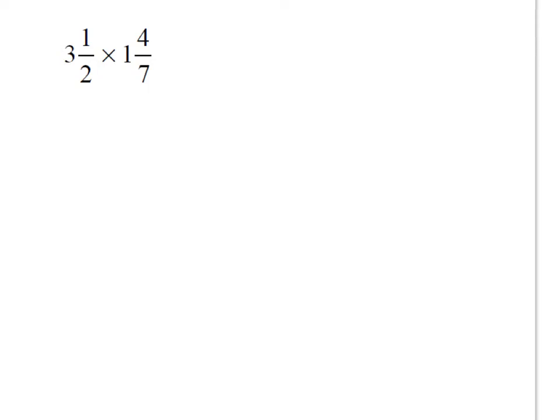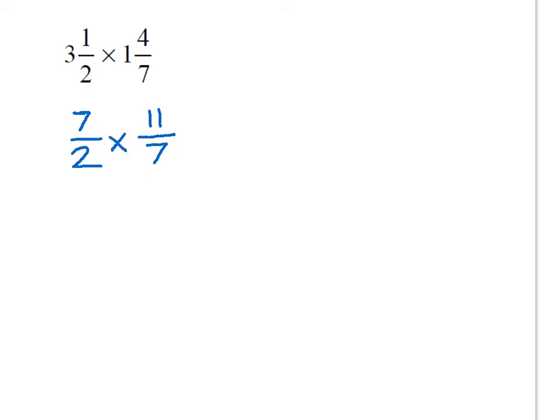Okay, it's fractions this week, and we're going to start off by multiplying fractions. First thing you need to do is convert these into improper fractions. So to do that, 3 times 2 is 6, add 1 is 7, so there are 7 halves over here. And then 1 times 7 is 7, add 4 is 11, so there are 11 sevenths over here.